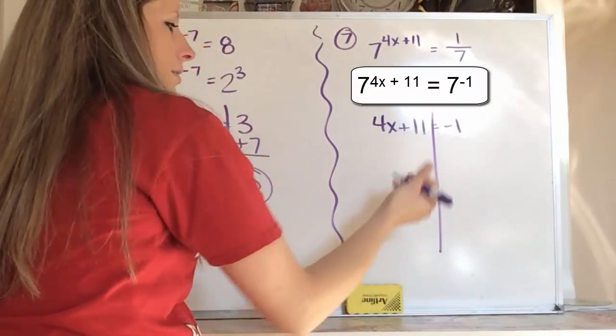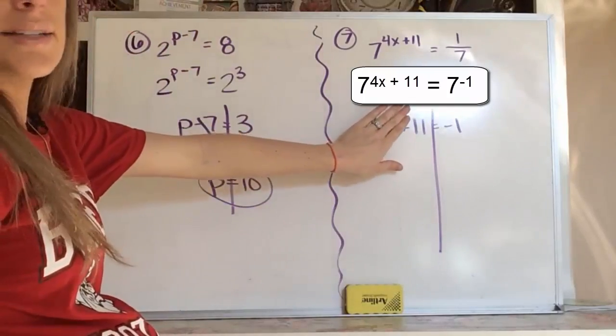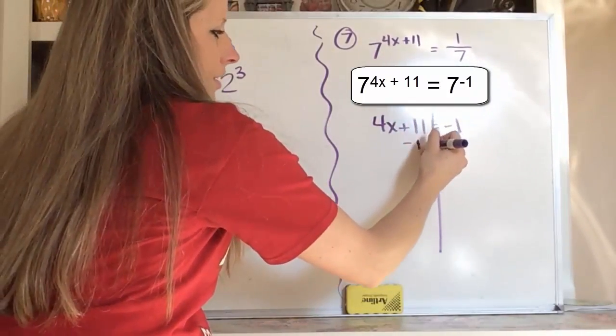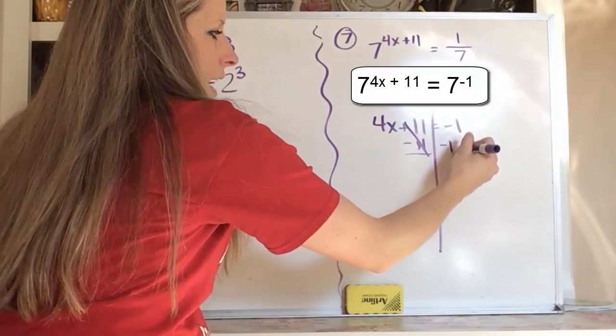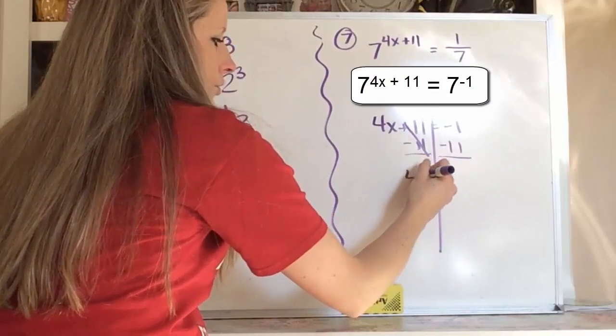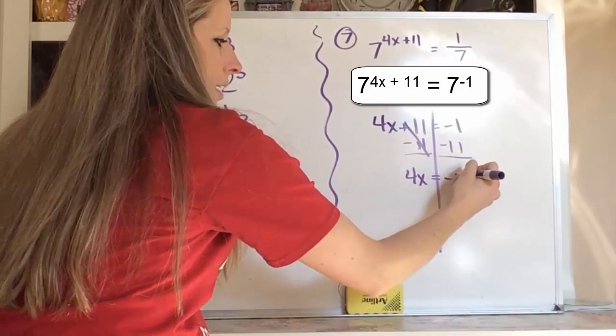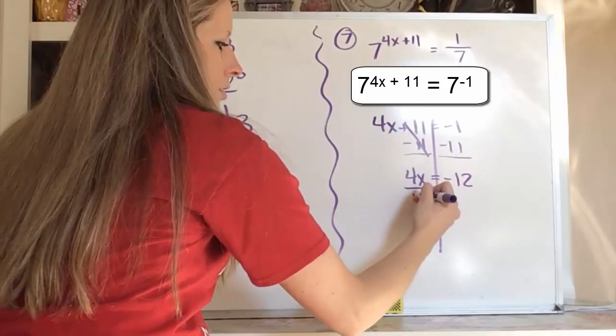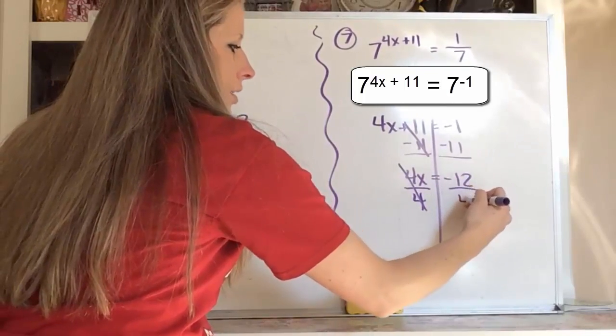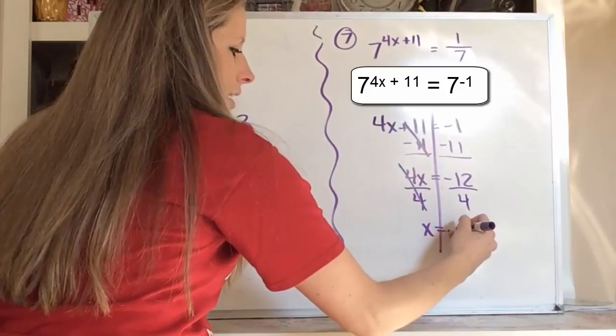and solve for x. So save the x for last. I'm going to subtract 11 from both sides. So 4x equals negative 12. Divide both sides by 4, and x equals negative 3.